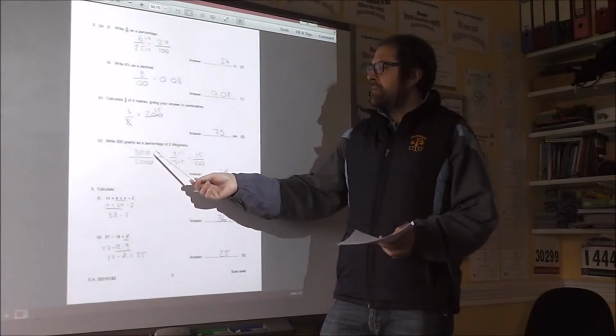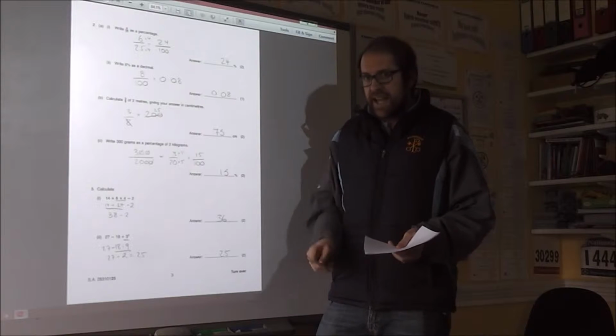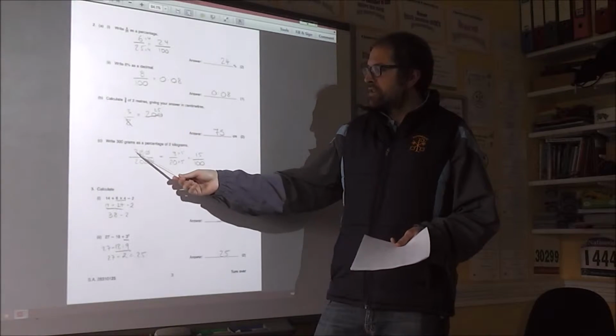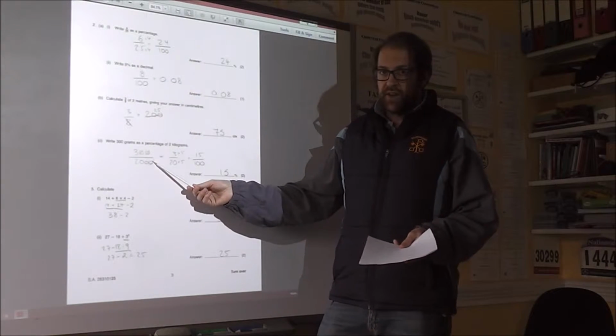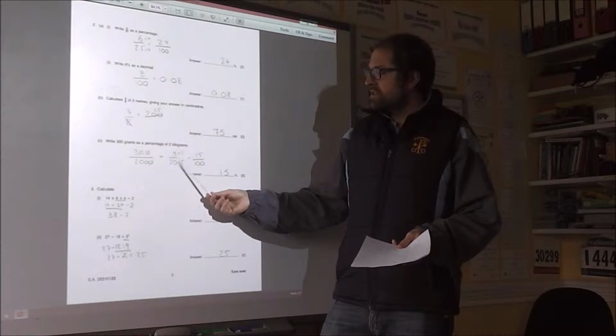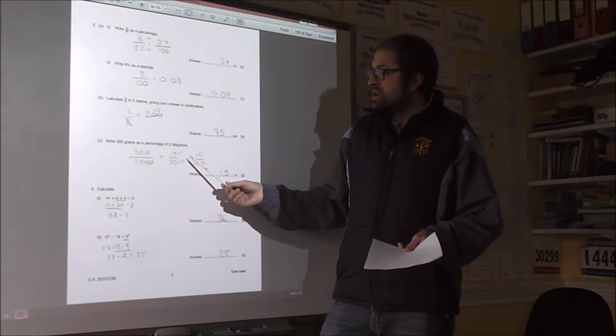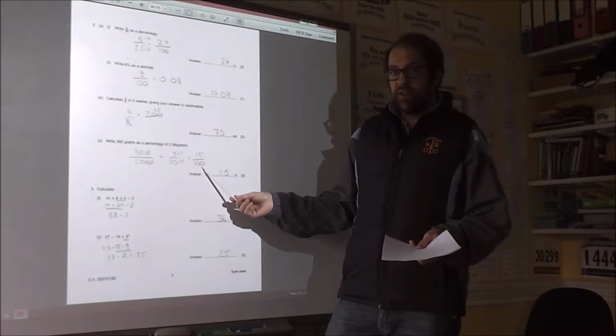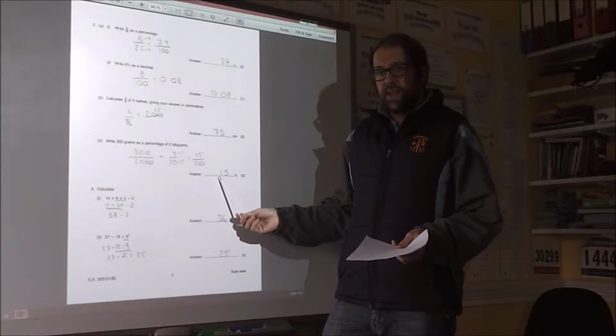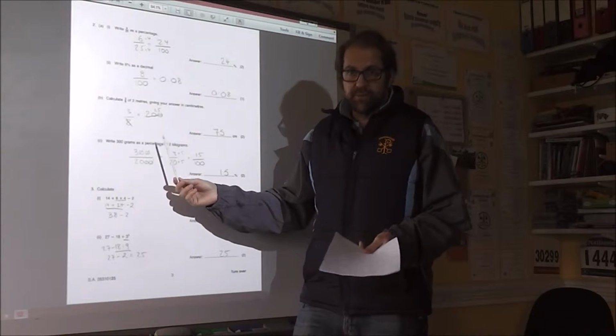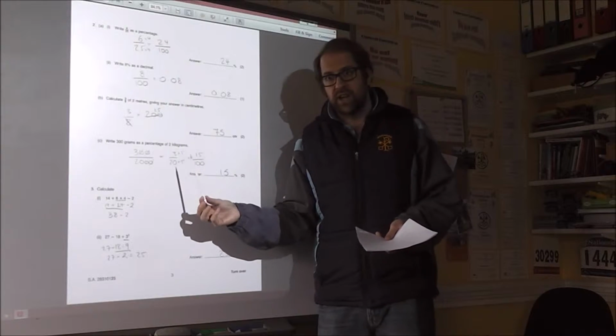And then 300 grams as a percentage of, change that to a fraction of, so it's 300 over 2,000, cross cancel, make it a denominator of 100, and then it's 15%. So whenever it says as a percentage of, think as a fraction of.